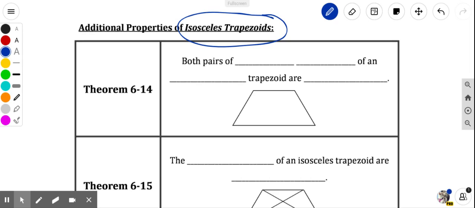So the first theorem says that both pairs of base angles of an isosceles trapezoid are congruent.